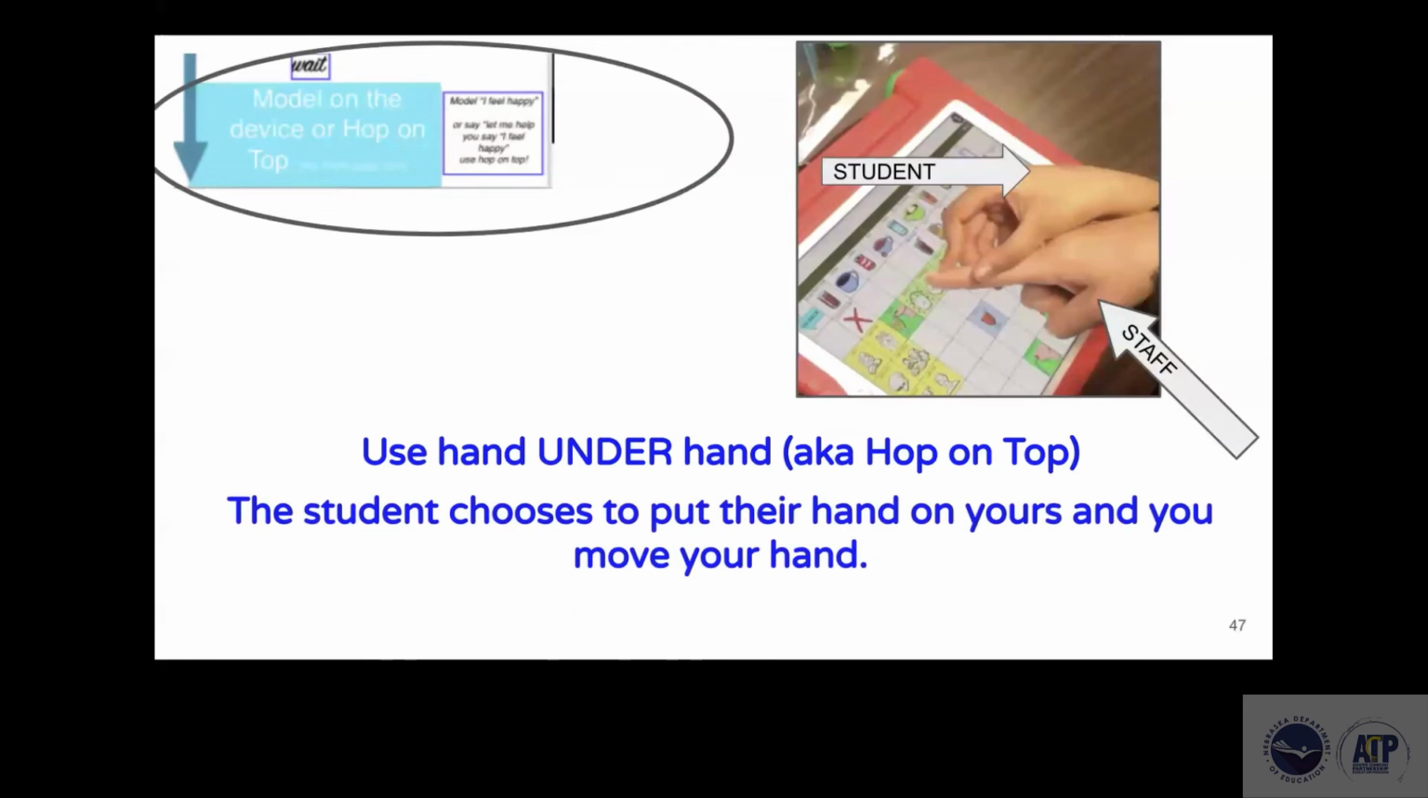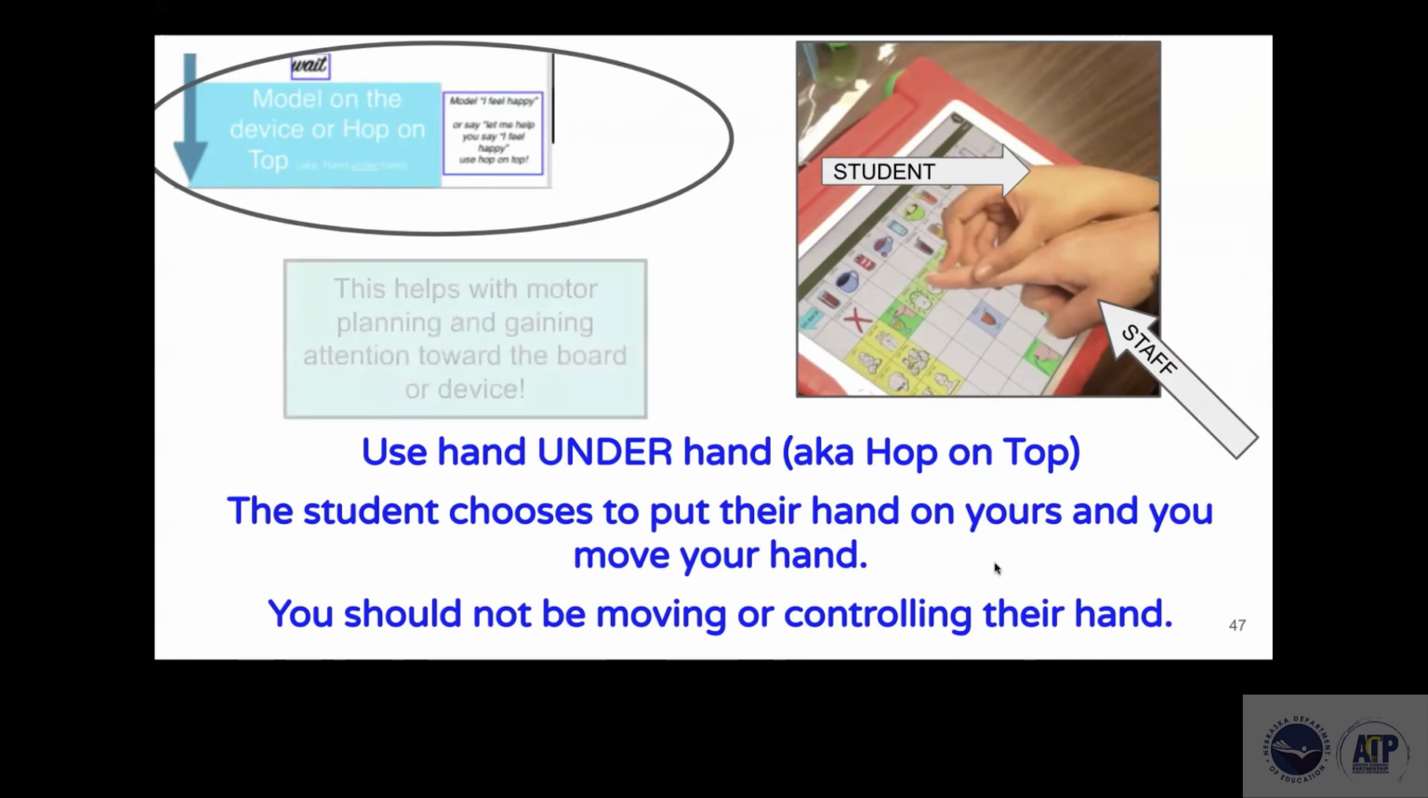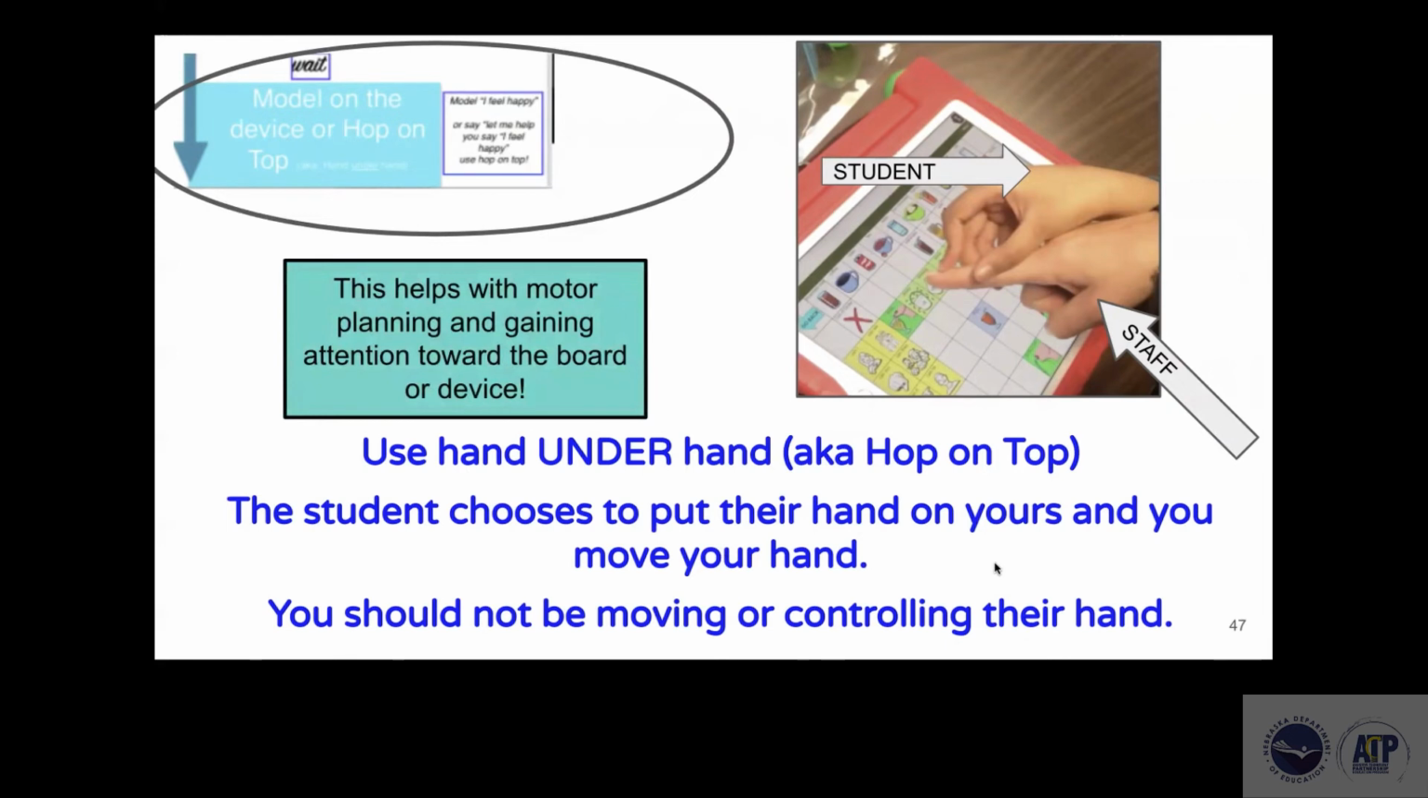And the student then chooses to put their hand on yours. And you should try not to be moving, you never should be moving or controlling their hand. But if they voluntarily put their hand on yours, you can go ahead and compose what you're wondering or thinking maybe they're trying to say. And then they can validate that. Again, this helps with motor planning and gaining attention towards the board or device.